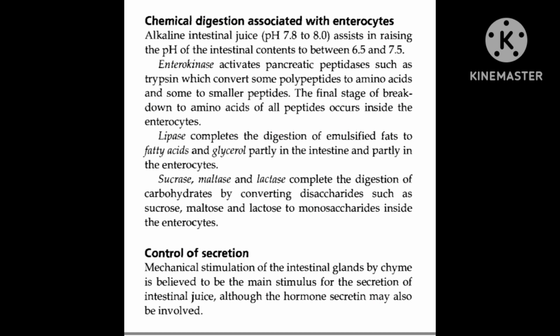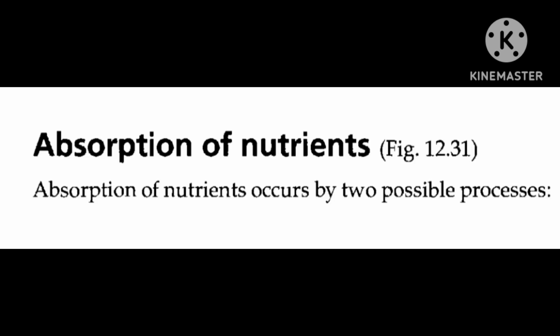Mechanical stimulation of the intestinal glands by chyme is the main stimulus for the secretion of intestinal juice, although hormone secretion may also be involved. Next, absorption of nutrients. Absorption of nutrients occurs by two possible processes.